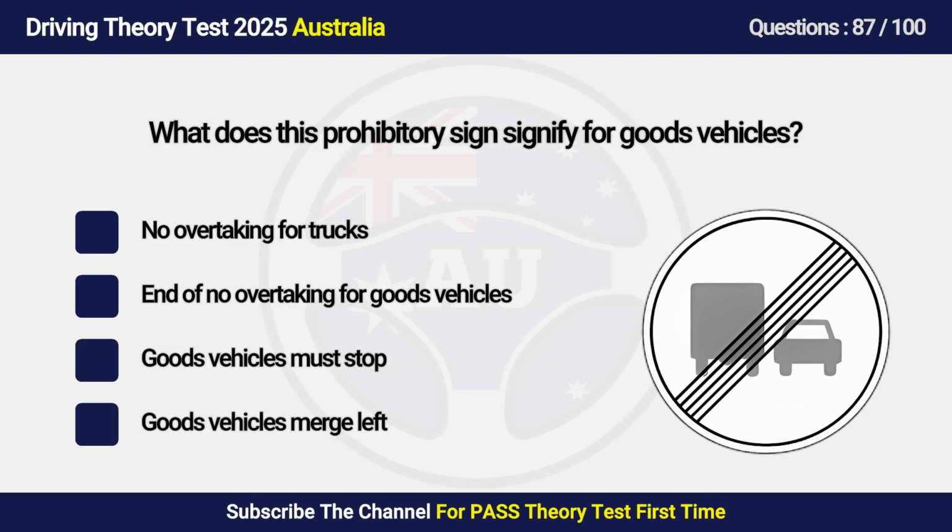Question 87. What does this prohibitory sign signify for goods vehicles? A, no overtaking for trucks. B, end of no overtaking for goods vehicles. C, goods vehicles must stop. D, goods vehicles merge left.